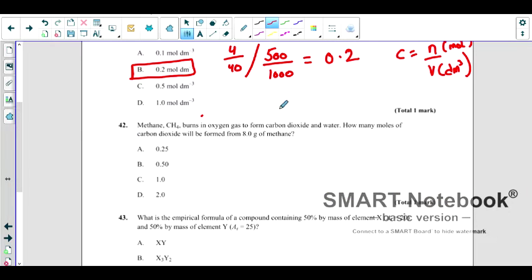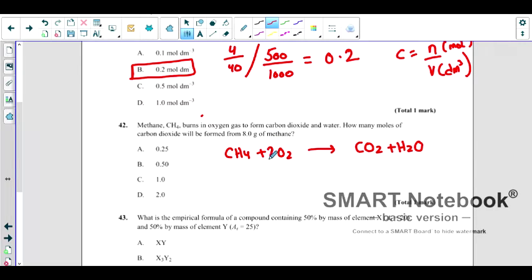Methane burns in oxygen gas to form carbon dioxide and water. Keep this in mind. In a combustion reaction, if it is complete combustion, it's always done in the presence of oxygen and you get carbon dioxide and water. If it's incomplete combustion, we get carbon monoxide when the oxygen supply is limited. So we have CH4 plus O2, it will give us what? CO2 plus H2O. This is the equation we will get.